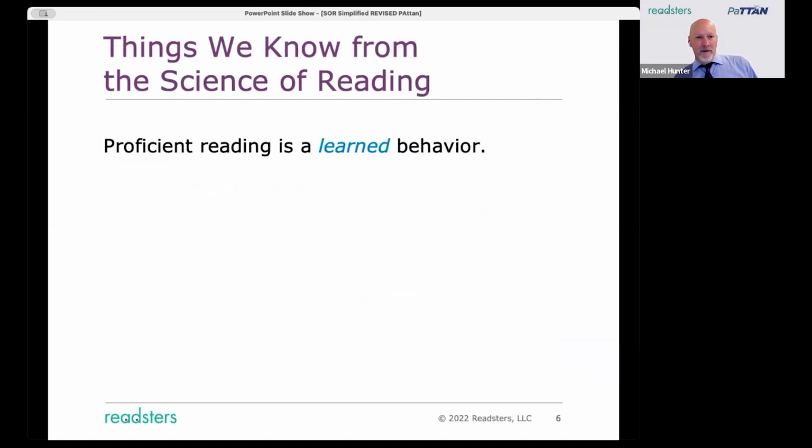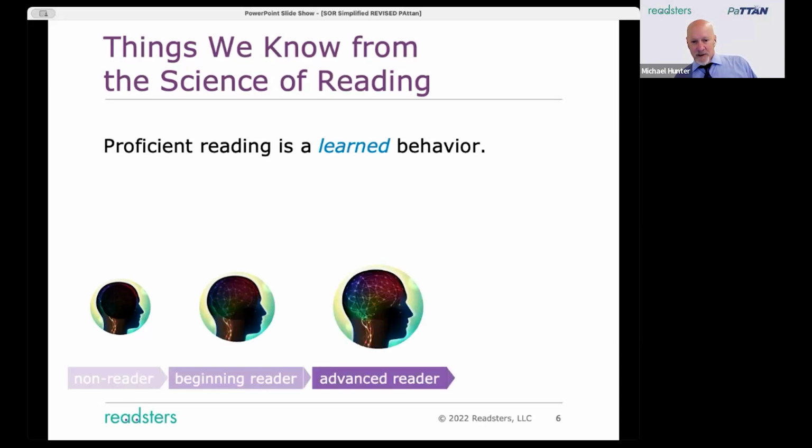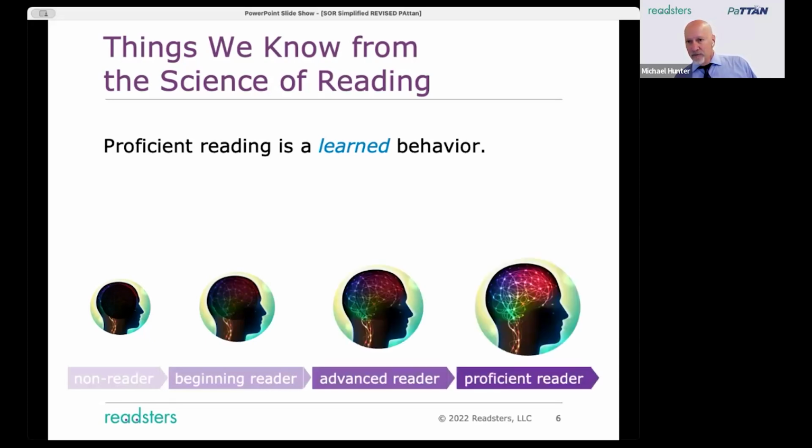Okay. So things we know from the science of reading. Proficient reading is a learned behavior. We are not born with reading ability. It's not a natural thing. We have to learn it. And we actually co-opt or retrain parts of our brain that have evolved for other purposes to develop the reading brain. So we start out as non-readers. We have to begin to learn to read. We become advanced readers. And then finally, we become proficient readers.